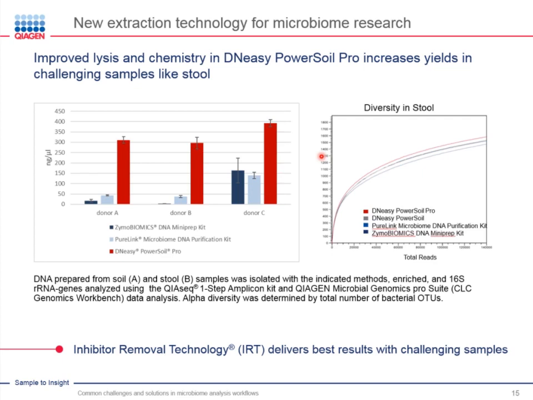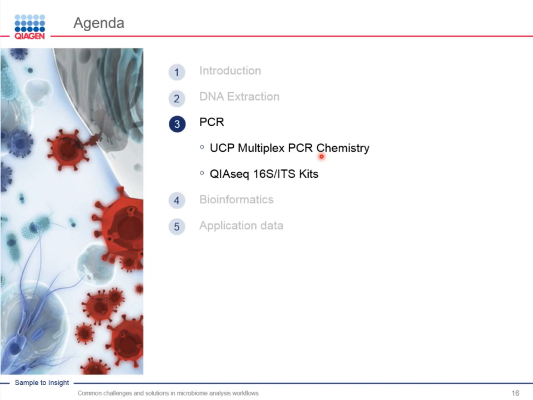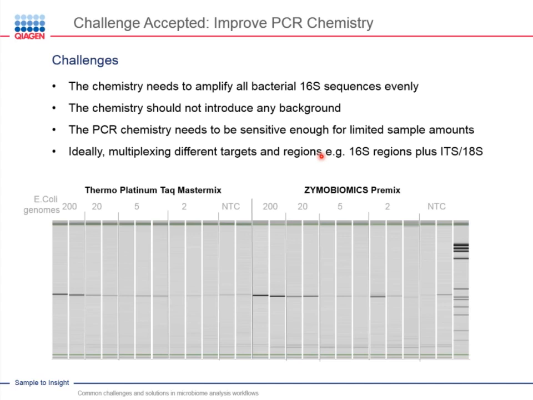So let's go on. As we now have our DNA extracted, we want to jump into the PCR part of the story. So for 16S, the challenges are that you have to amplify all bacterial 16S sequences evenly. This means, for example, when you use a mock community which you can buy at ATCC with 10 different bacterial strains, and each of them has 10% abundance in your sample, your NGS results should also come up with something like 10% each.